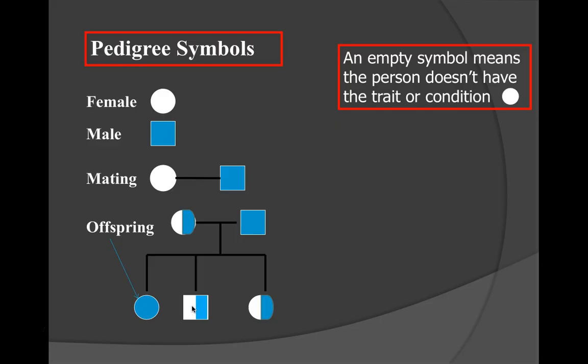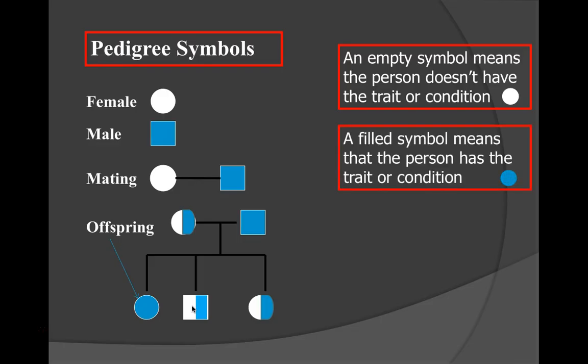But depending on that particular pedigree, if the pedigree is a recessive pedigree, that means that the person who doesn't have a shade would be dominant. It's the opposite. It just means that their phenotype does not show the trait at all.